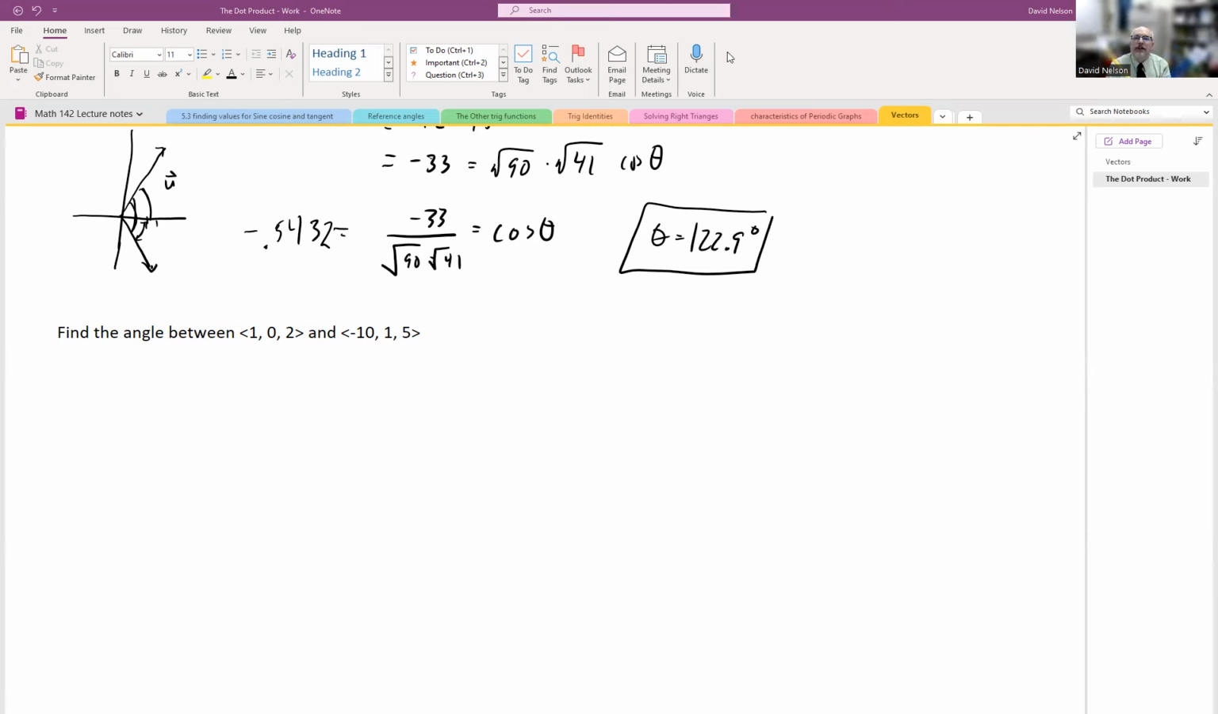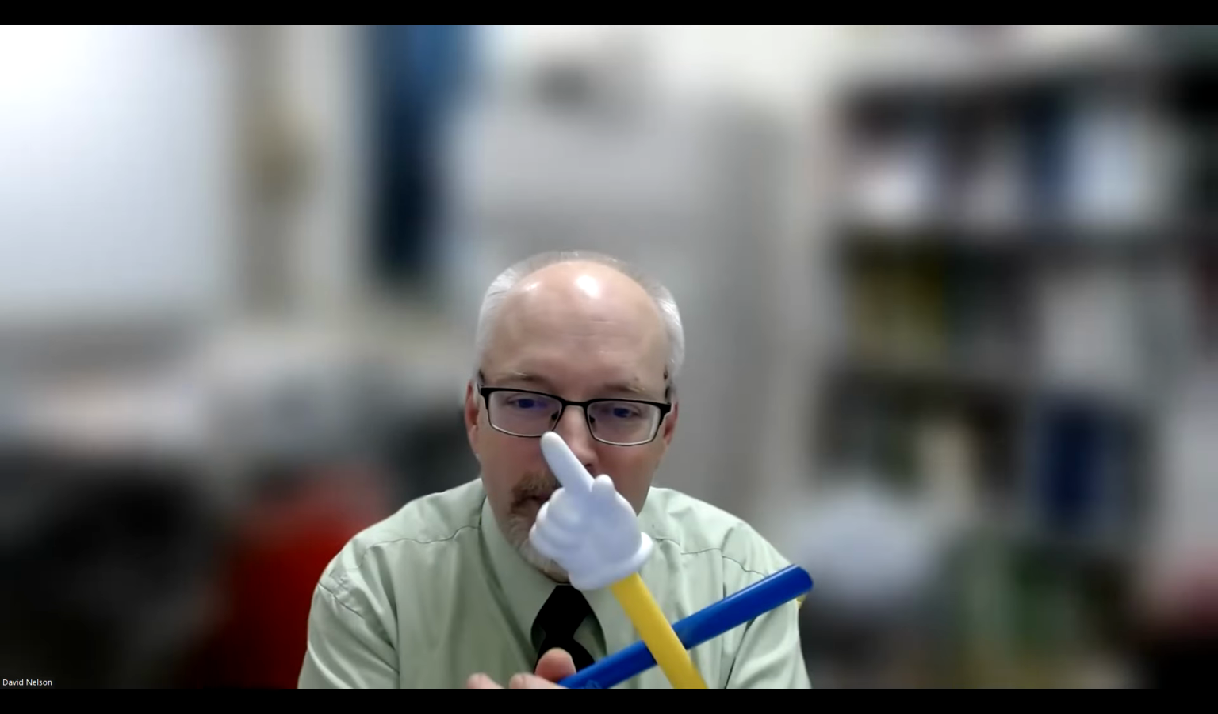Let me stop my sharing here for just a minute. Stop share. So you can look here at my picture. Ooh, my vectors are getting mixed up there. But you've got a couple of vectors out there in space, and you don't really know what that orientation is on those.